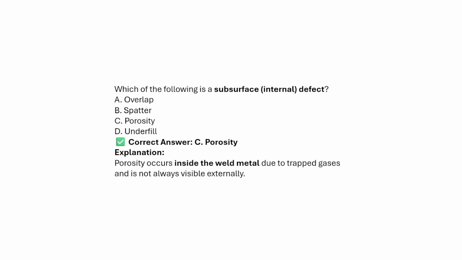Which of the following is a subsurface defect? Option A overlap, option B spatter, option C porosity, option D underfill. The correct answer: subsurface defect means an internal defect, so that will be the porosity. Porosity occurs inside the weld metal due to trapped gas and is not always visible externally.